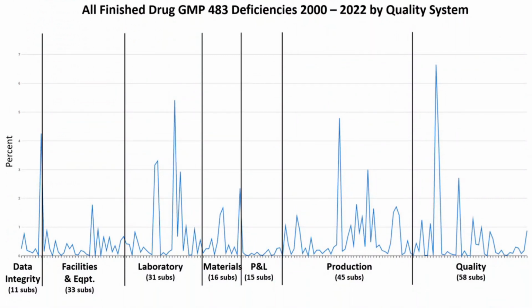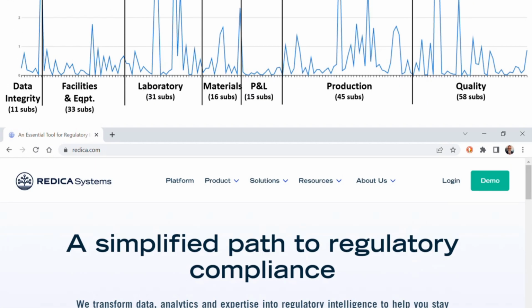Please join us for the rest of the series to learn in detail where the biggest deficiencies are being found around each of the quality systems. The next and final video in this series will focus on the quality system.